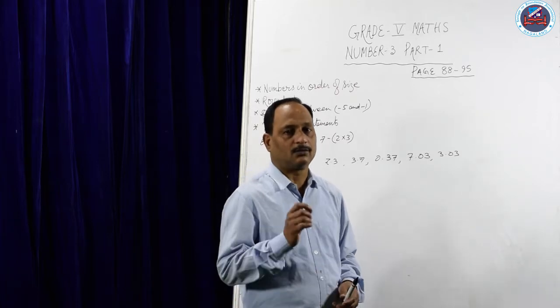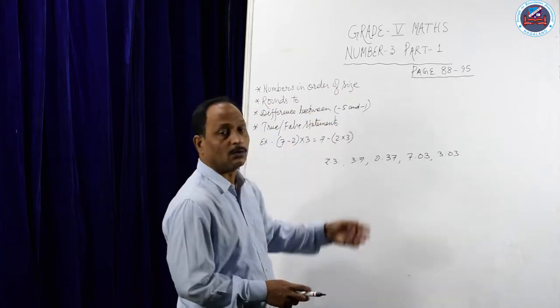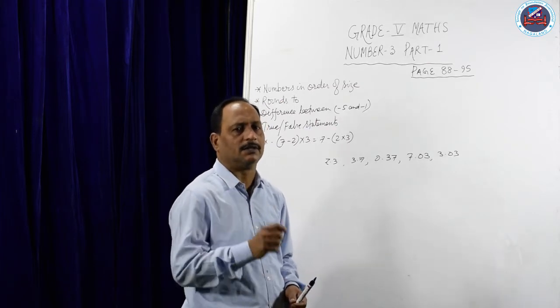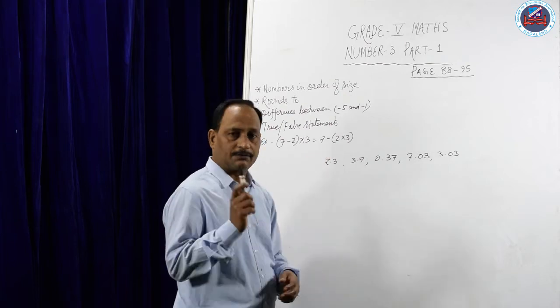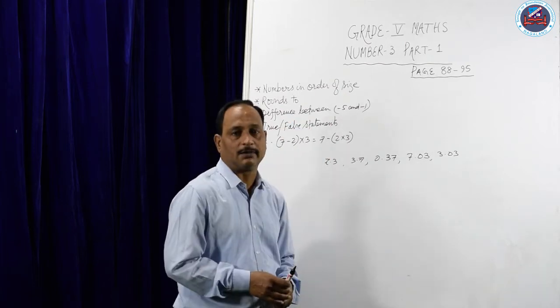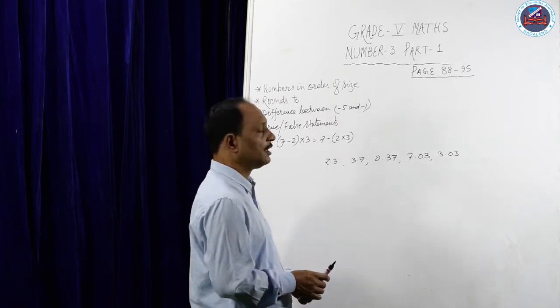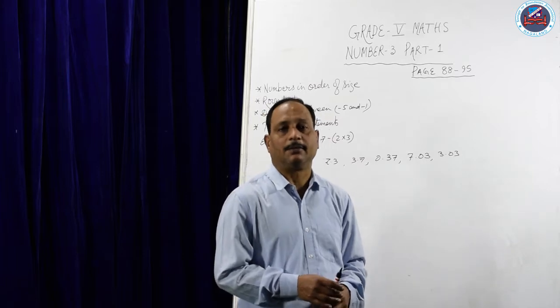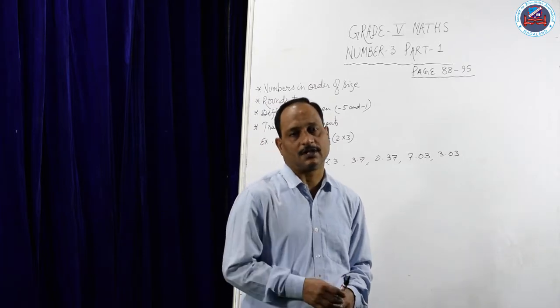Today my topic will be numbers in order of size. We have done this previously also, but we will just do a revision. Round off, this one also we have done, but we will take up a little more. And the difference between negative numbers and positive numbers, and true or false statements in the arithmetic laws of mathematics. So let's start.